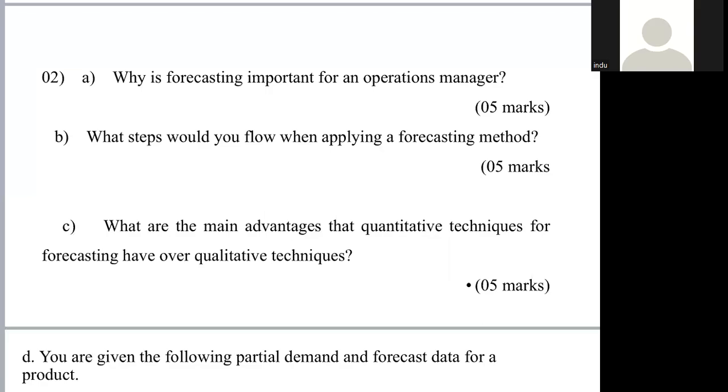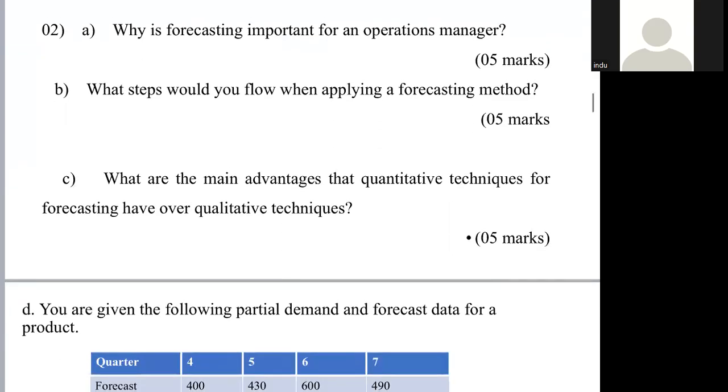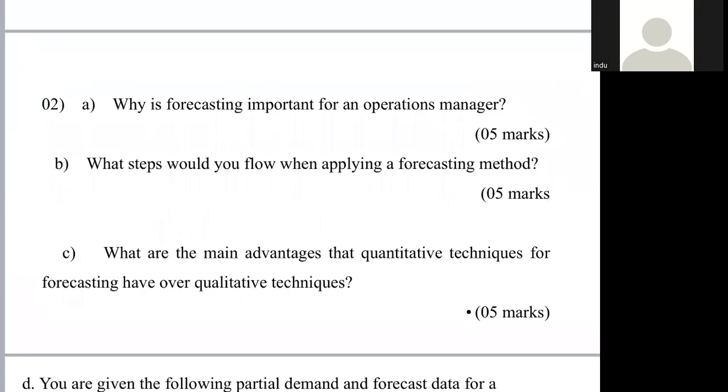This paper's second section is also relevant to a most important topic, that is forecasting, right? Forecasting. What is the section? Part 1. It is: what is forecasting, and why is forecasting important for an operations manager? Okay. This section is allocated 5 marks.